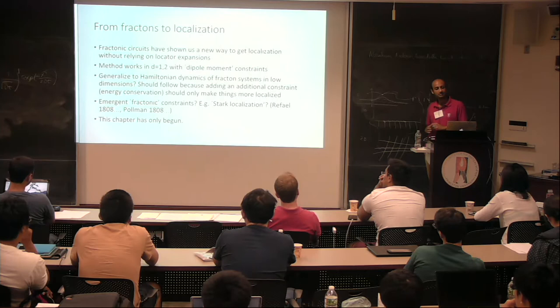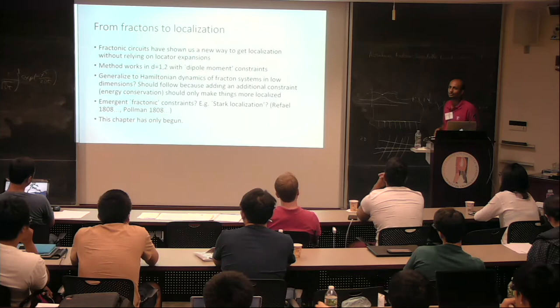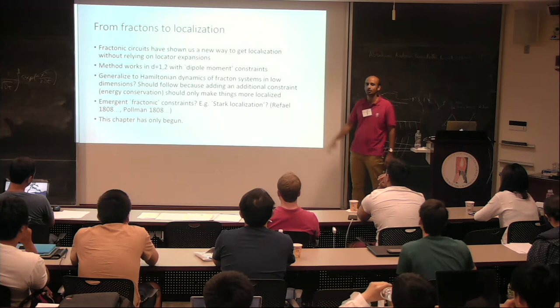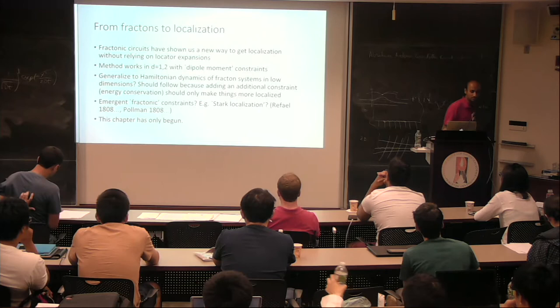I think something like localization should follow, because if you go from random circuit dynamics to Hamiltonian dynamics, then you have imposed an additional constraint, energy conservation, and imposing an additional constraint should only make things more localized, but it remains to actually be shown.